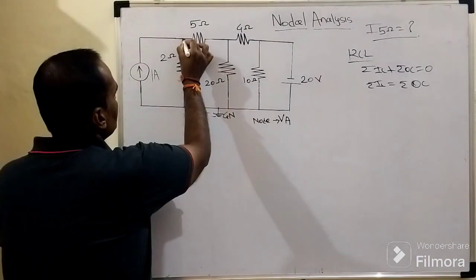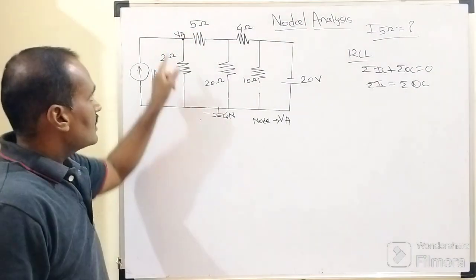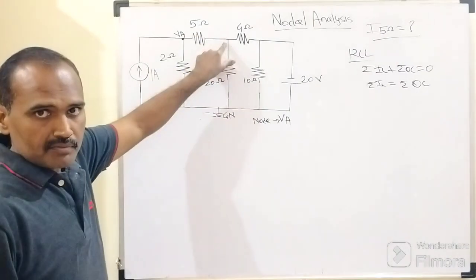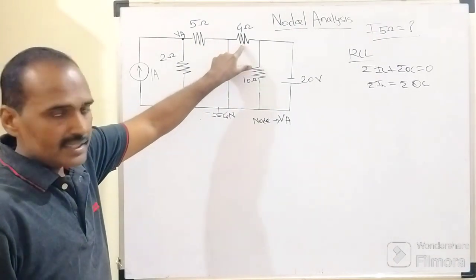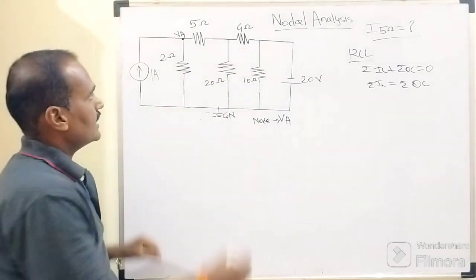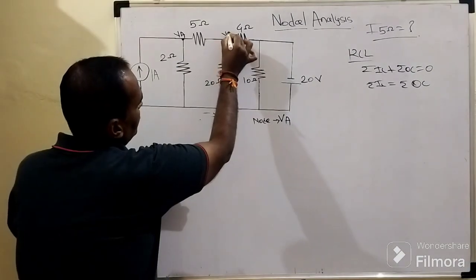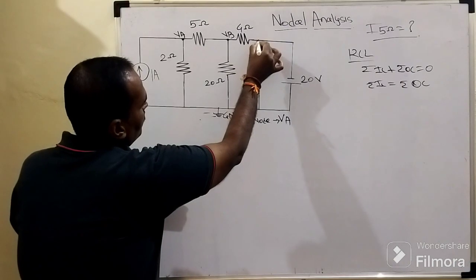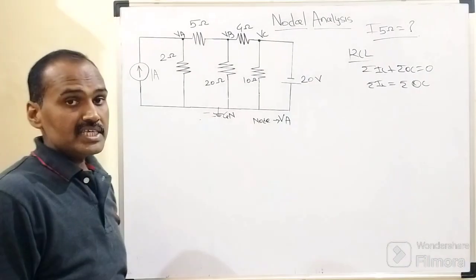So in this way, this will be the first node whose potential is nothing but VA. In the same manner, one more node we are having with us at this point. This branch is also connected, this is also connected, and this third branch is also connected. So the potential present at this branch can be called VB. And one more node we have, whose potential is VC.